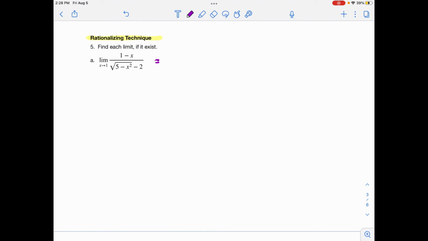So I'm going to try substituting in place of every x, 1, and seeing what I get. 1 minus 1 is 0. 4 minus 1, 1 squared is 1. 5 minus 1 is 4. Square root of 4 is 2. 2 minus 2 is 0. So yes, I have the indeterminate form. So I've got to go back to my limit notation.